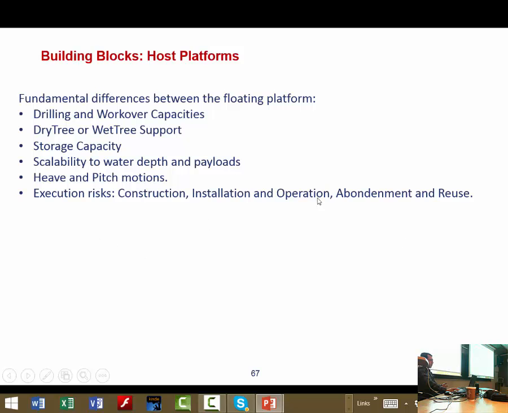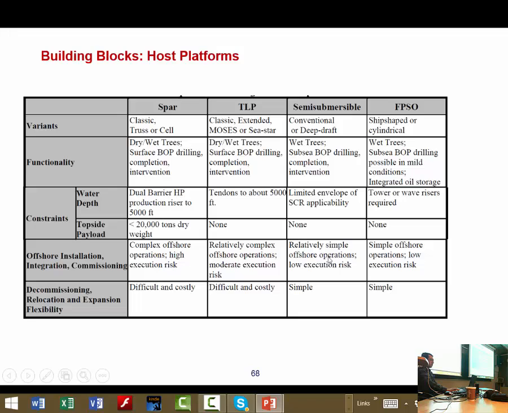These are the major differences between the different platforms. And this is also again a simple table that can be used as an initial decision tool to select a platform. So here we have different varieties of these platforms, their main functionalities, and if there is any constraint for offshore installation and decommissioning.